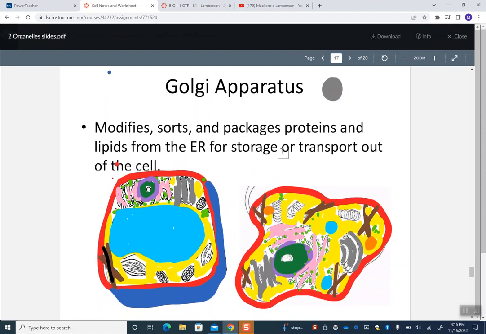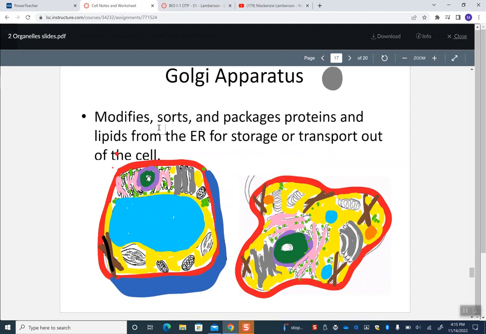Now we have the Golgi apparatus. I did this one in gray because we're starting to run out of colors here. The Golgi apparatus modifies, sorts, and packages proteins and lipids from the ER for storage or transport out of the cell. So it gets everything packaged and ready to go wherever it needs to be, sort of like the packaging and shipping center of the cell, like a UPS for the cell. And so you can see I did it right here. It's these little folded membranes in both plant and animal cells.